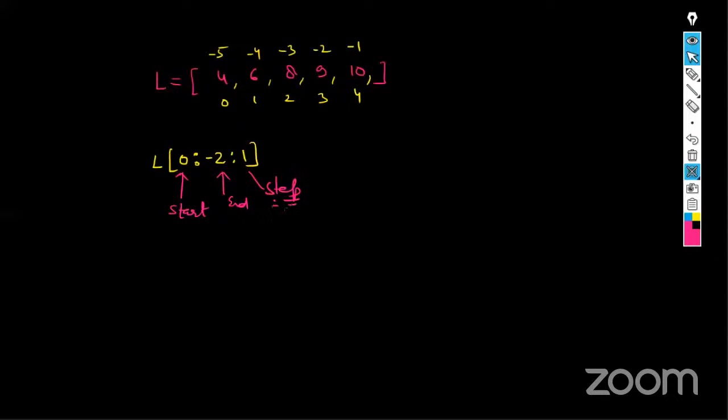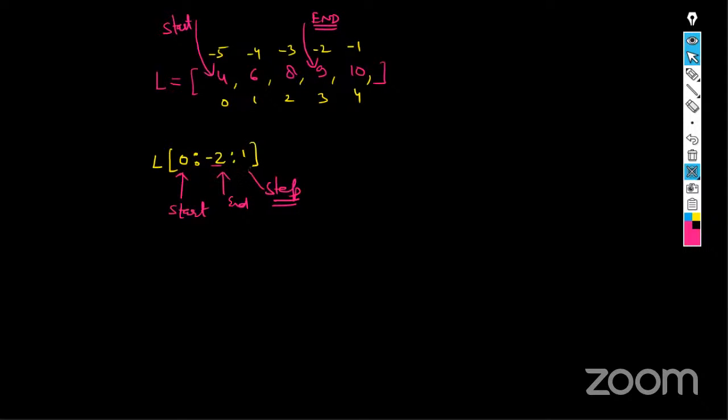So as a beginner, you have to draw this diagram once or twice, and then later on things will be clear to you. Now start with 0, which means your start pointer should point to this value. And end is -2. This is talking about indexing. -2 means your end pointer is pointing to this 9 value. And this step is 1.